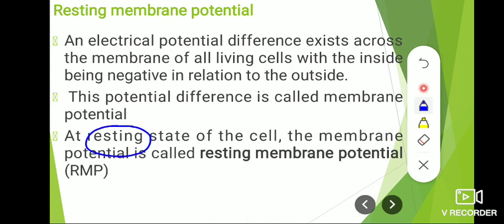And when you give any electrical stimulation, the polarity will change. Inside will become positive as compared to outside. It is called the action potential. So these are the basic things. At rest, when no stimulus is given, whatever potential is recorded at any excitable cell is called the resting membrane potential.